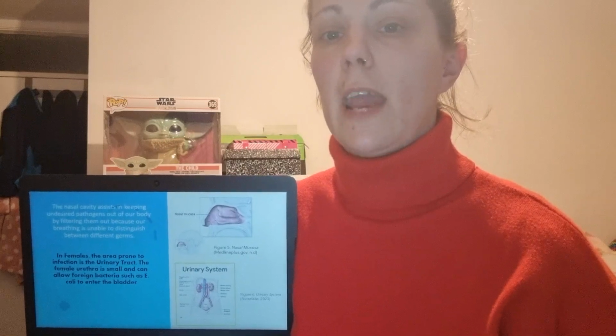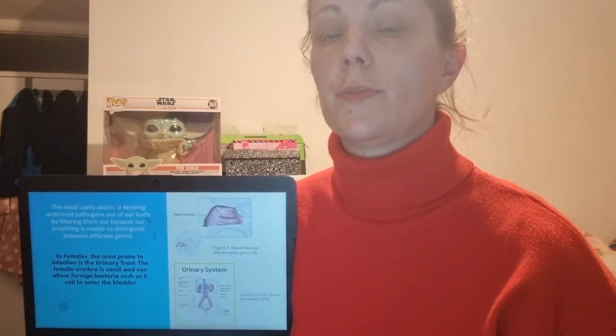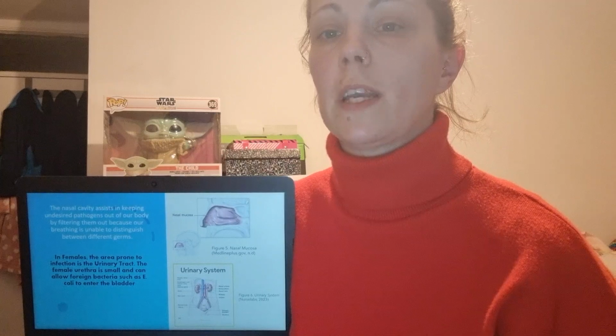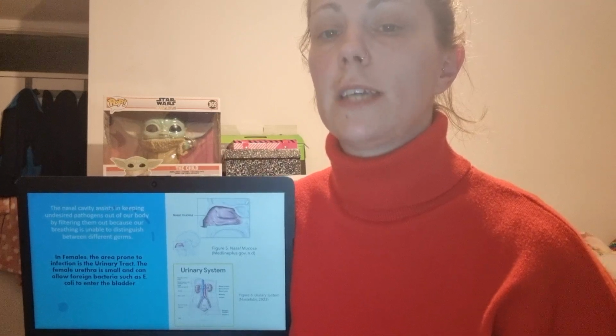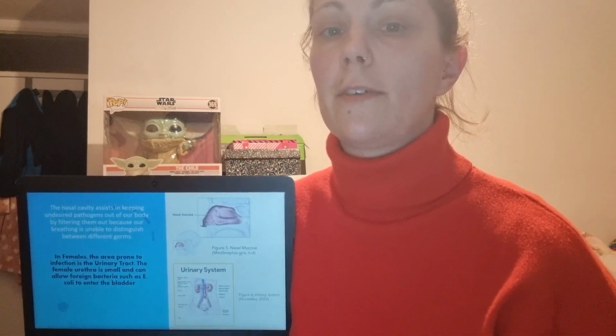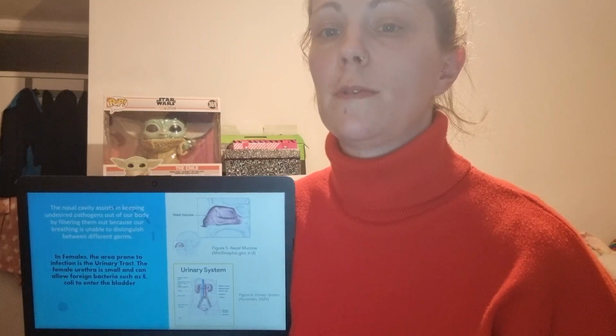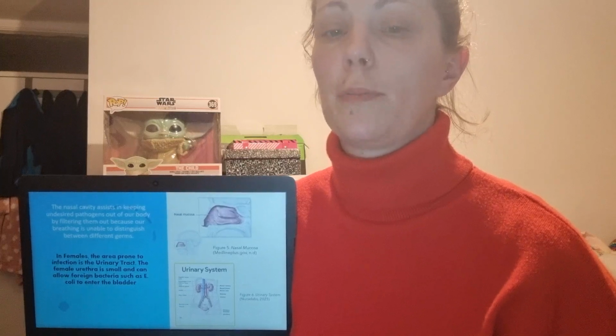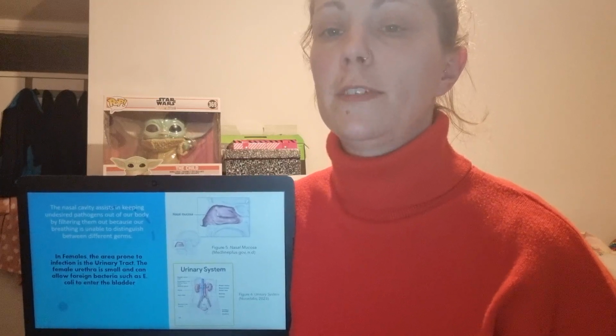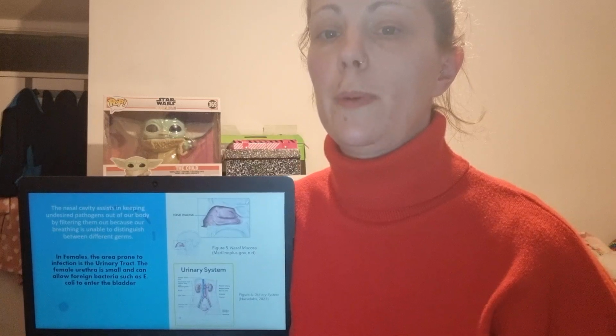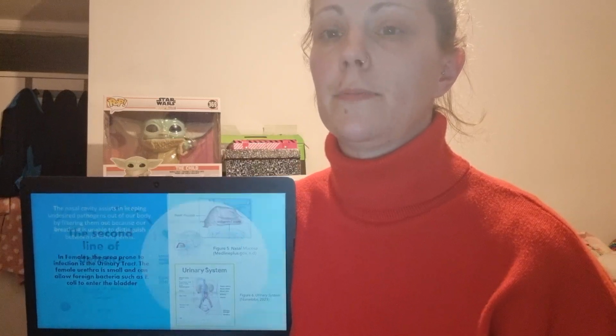In females, the area prone to infection is the urinary tract. The female urethra is small and can allow foreign bacteria such as E. coli to enter the bladder, making it one of the areas of the urinary tract most susceptible to infection in females, even with strong protective barriers. But for both sexes, the majority of bacteria will be eliminated as the bladder empties.